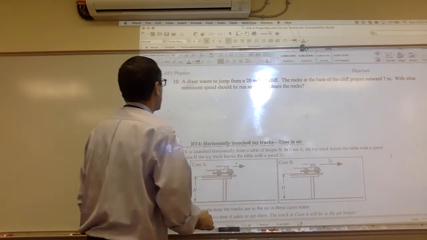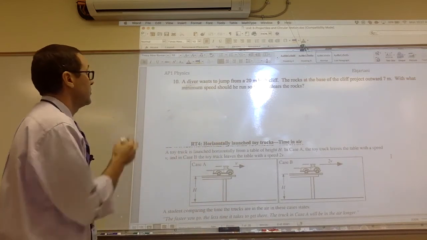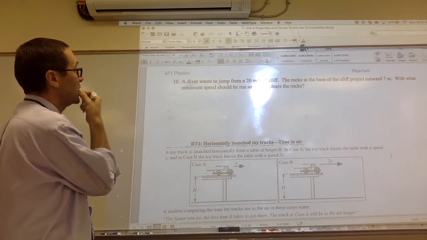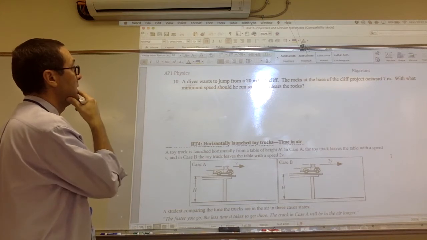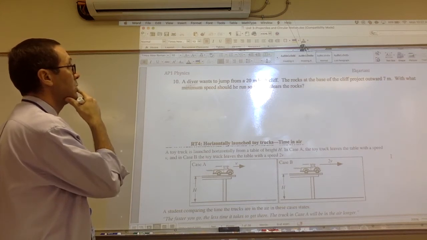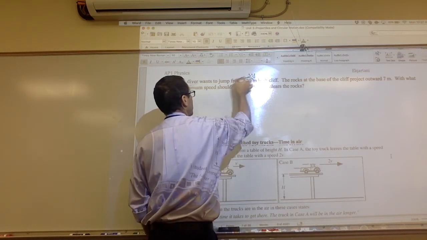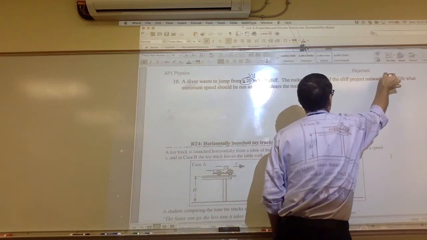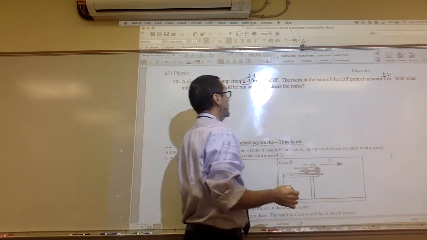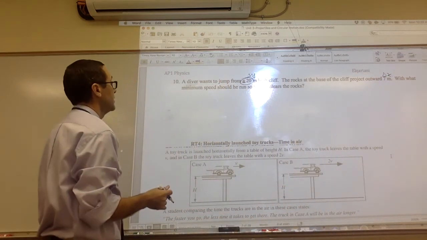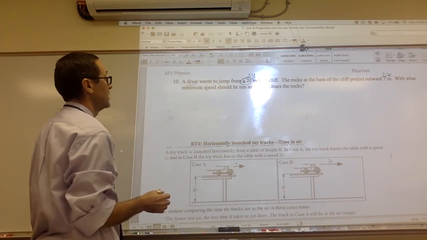Okay. A diver wants to jump from a 20-meter high cliff. So the delta y is negative 20. The rocks at the base of the cliff project outward 7 meters. So delta x is 7 meters. So delta y is negative 20. Delta x is positive 7. With what minimum speed should he run so that he clears the rock?